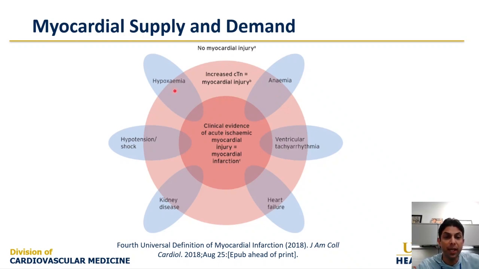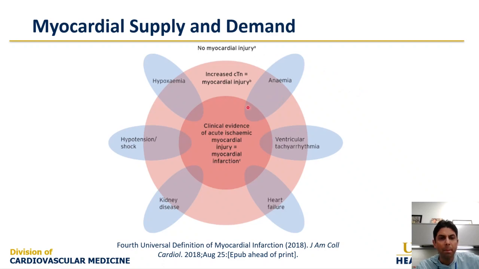They include hypoxemia, hypotension, as suffered by this patient, also cardiogenic shock, which we'll talk about later, kidney disease, heart failure, ventricular tachyarrhythmias, even simply sinus tachycardia, and anemia. Now, in any one of these conditions, if it's severe, it can result in myocardial injury where there's an increase in cardiac troponins. But if it's not severe, we won't see any myocardial injury, so the troponins will be normal.